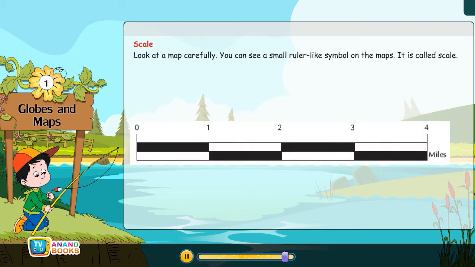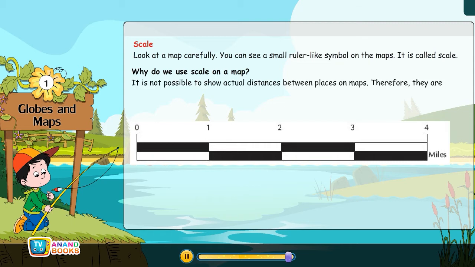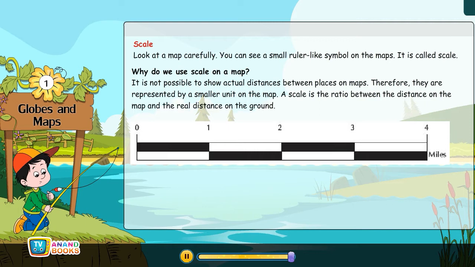Scale. Look at a map carefully. You can see a small ruler-like symbol on the maps. It is called scale. Why do we use scale on a map? It is not possible to show actual distances between places on maps. Therefore, they are represented by a smaller unit on the map. A scale is the ratio between the distance on the map and the real distance on the ground.